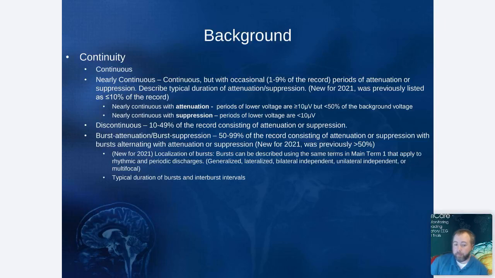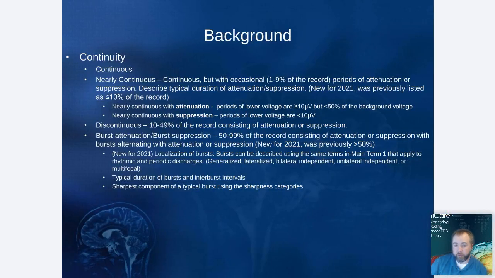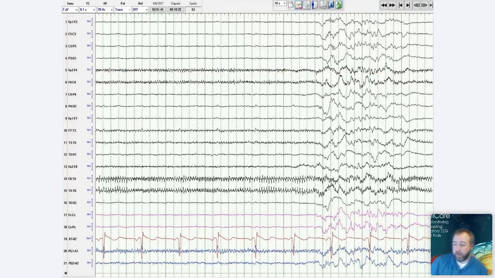Make sure you mention the typical duration of the bursts and the interburst intervals. And talk about the sharpest component of a typical burst using the different sharpness categories, which we'll talk about later. So again, here is the same patient that I showed you a little bit ago, but this is a few hours earlier when they were actually in a burst suppression pattern. And here the suppression is taking up more than 50% of the record.